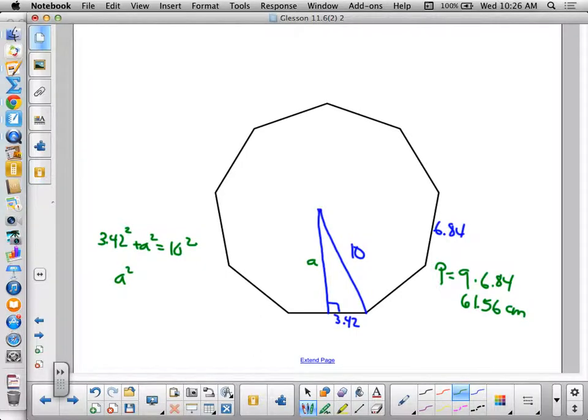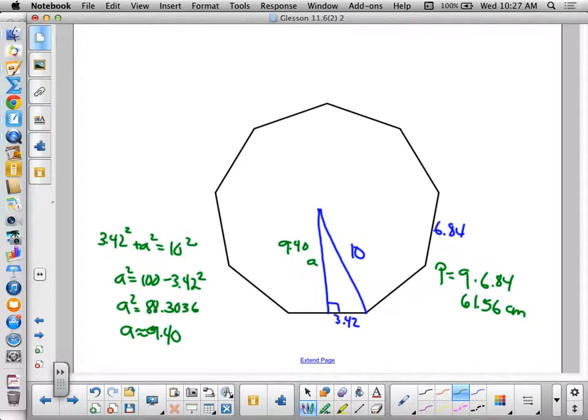So a squared is 100 minus 3.42 squared. So 100 minus 3.42 squared is 88.3036. I take the square root of that. Gives me 9.4 approximately, or 9.396, 9.40 to 2 decimal places. So 9.4.